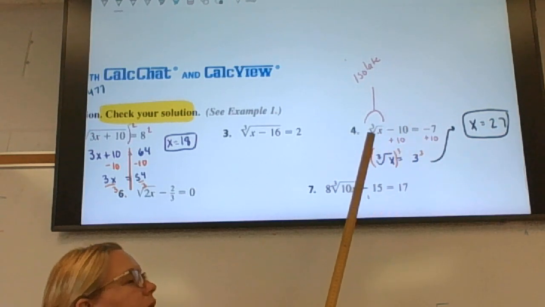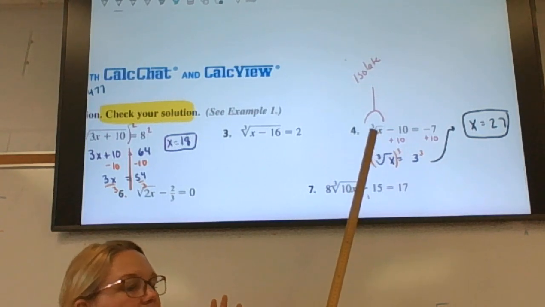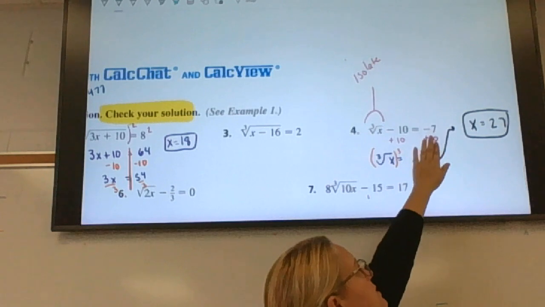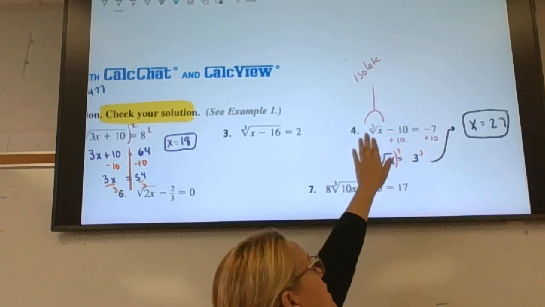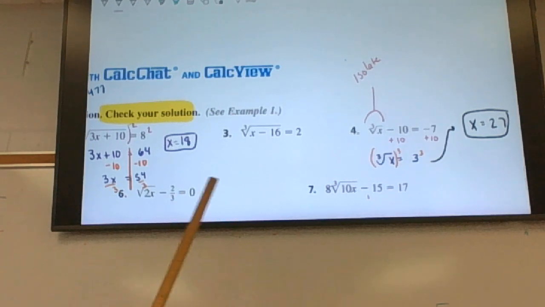Now, the real alert for a check is an even root. With even roots, I'm concerned about negative numbers. So odd roots are not typically extraneous, but with the square roots and the 4th roots, be careful to check those.